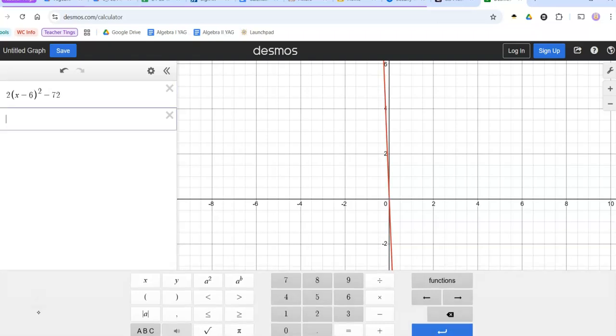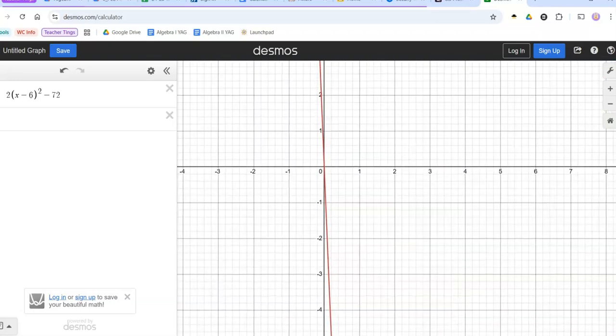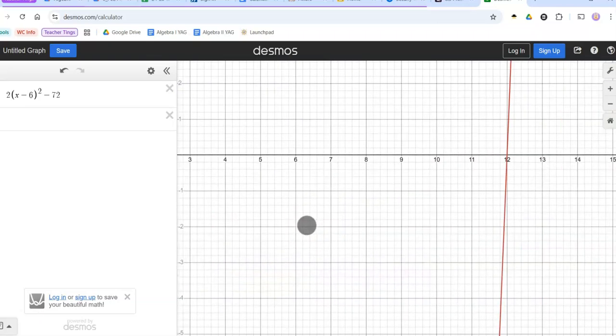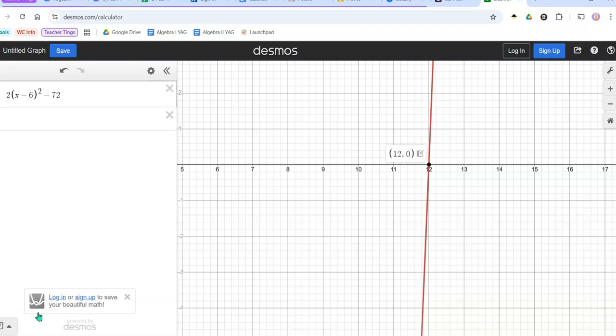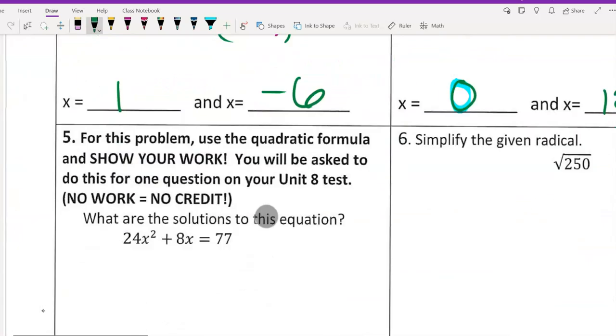All right, get rid of the thing. And we can see that our x-intercepts are at 0 and 12. So our two solutions here are 0, 12. All right, now we're going to move on to number 5.